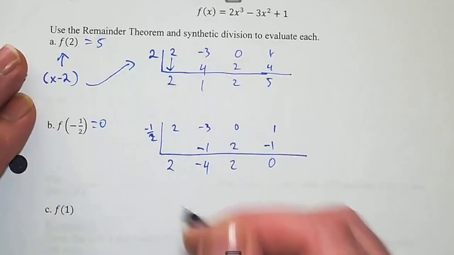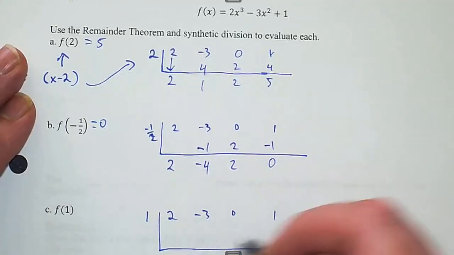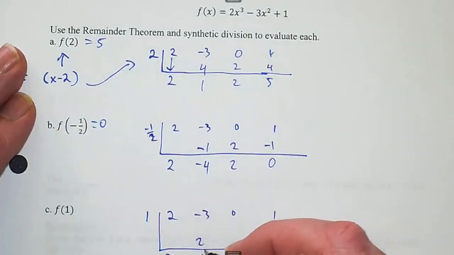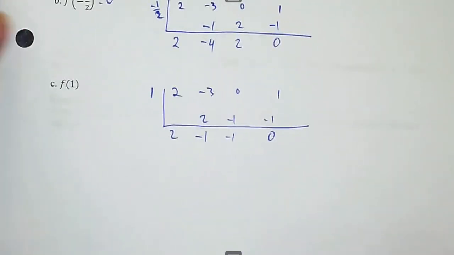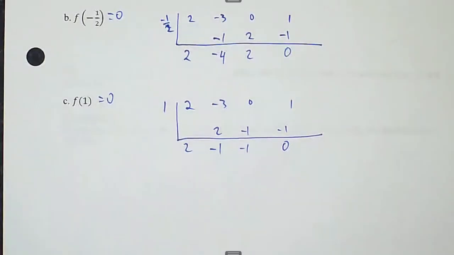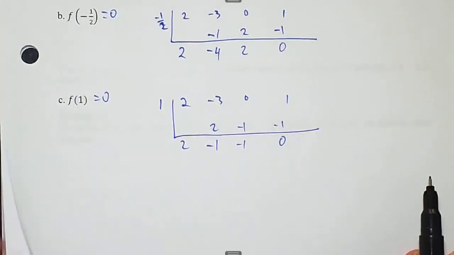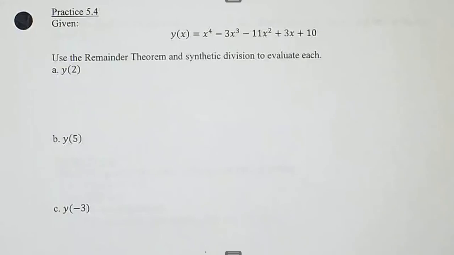All right, let's try x equals 1. Bring down the 2. Negative 1. That's a negative 1. And that's also a 0, isn't it? So we actually found a couple of zeros because they had 0 for a remainder. All right, so go ahead and practice. Go ahead and go through them.